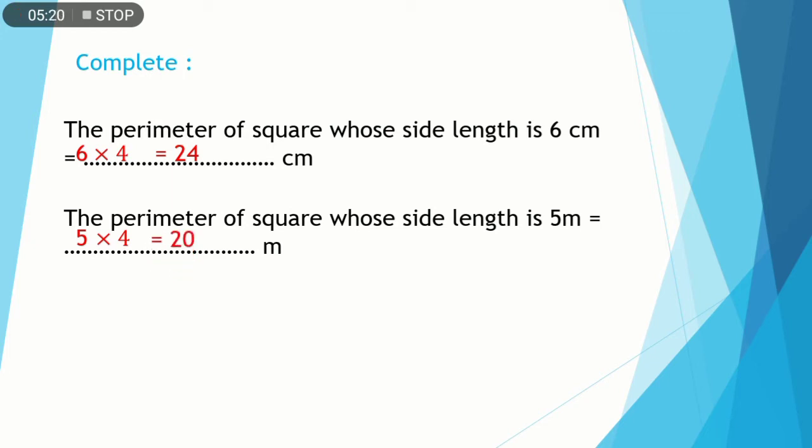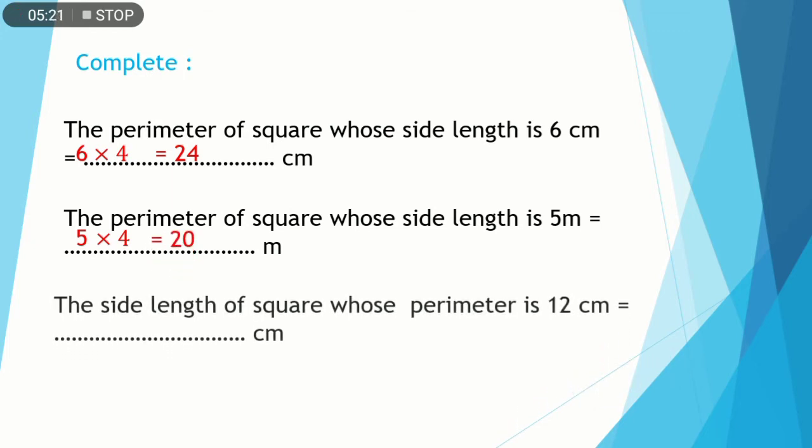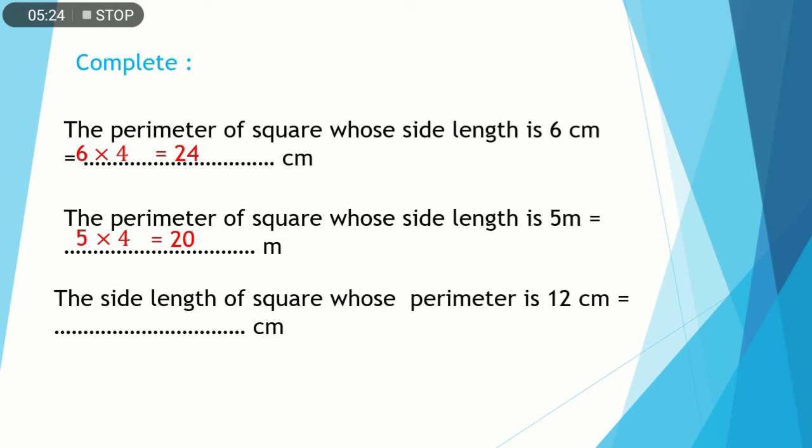The next one: the side length of a square whose perimeter is 12 meters. Now I want the side length. The side length equals perimeter divided by 4. It means 12 divided by 4 equals, excellent, 3.